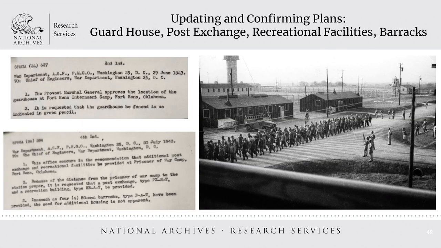Other examples of construction and changes to the facilities at Fort Reno include the approval of the location for the guardhouse and surrounding fencing, as well as the addition of a post exchange, recreational facilities, and more barracks. This is typical for the records of other camps as well. Almost none of the POW camp structures at Fort Reno still exist. Only the chapel and a small portion of a concrete water tower can still be seen today. The same is true for many of the other POW camps that were built during World War II. Records like these can shed some light on the specific facilities at a given camp, as well as the conditions there. Keep in mind, though, that the available records will vary from camp to camp.